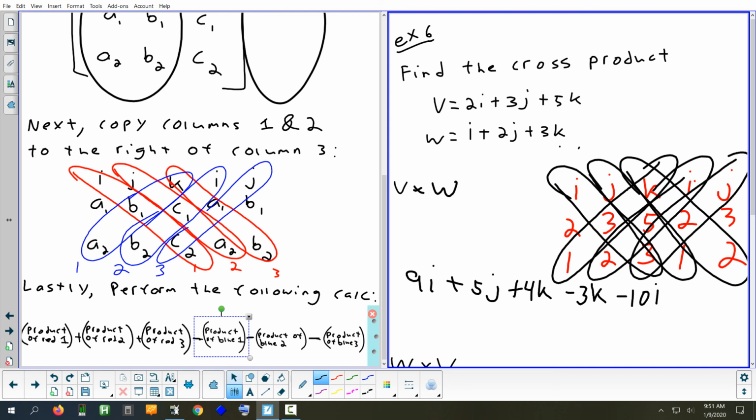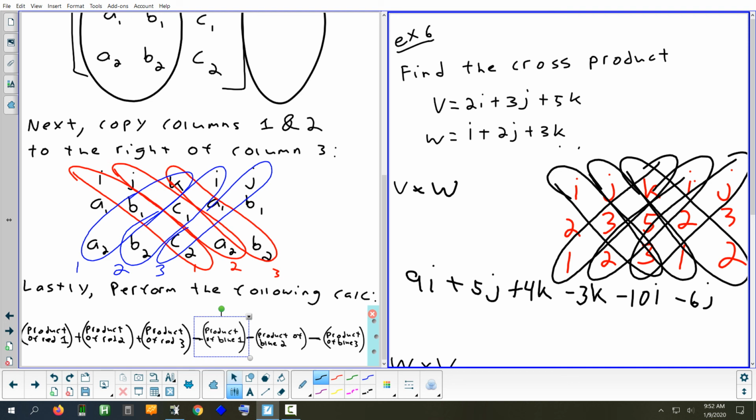You can do the diagonals in any order you want, as long as you have a minus 3K, a minus 10I, and a minus 6J. If you had minus 6J, minus 3K, minus 10I, you still have the same three things. You just have to make sure you do all of them. And that's J, 2, 3. J times 2 times 3.